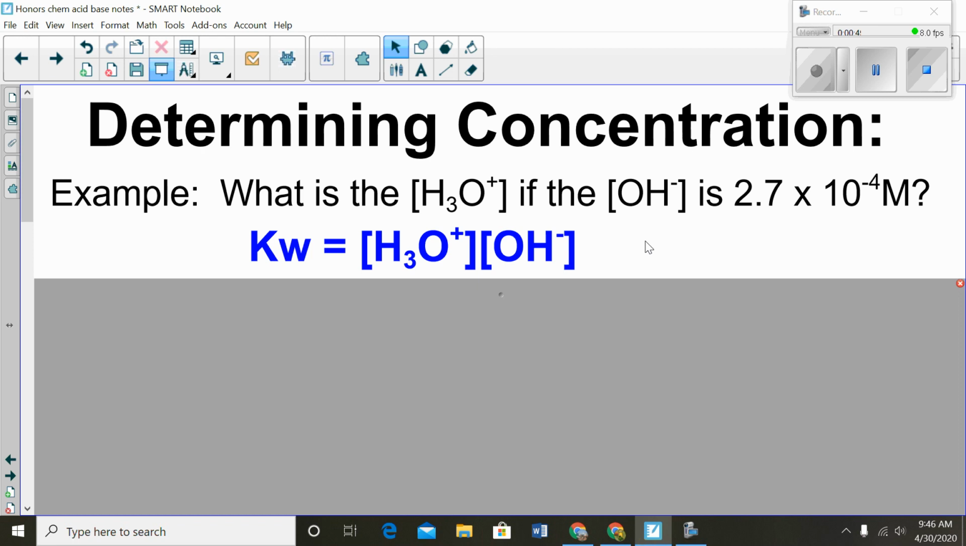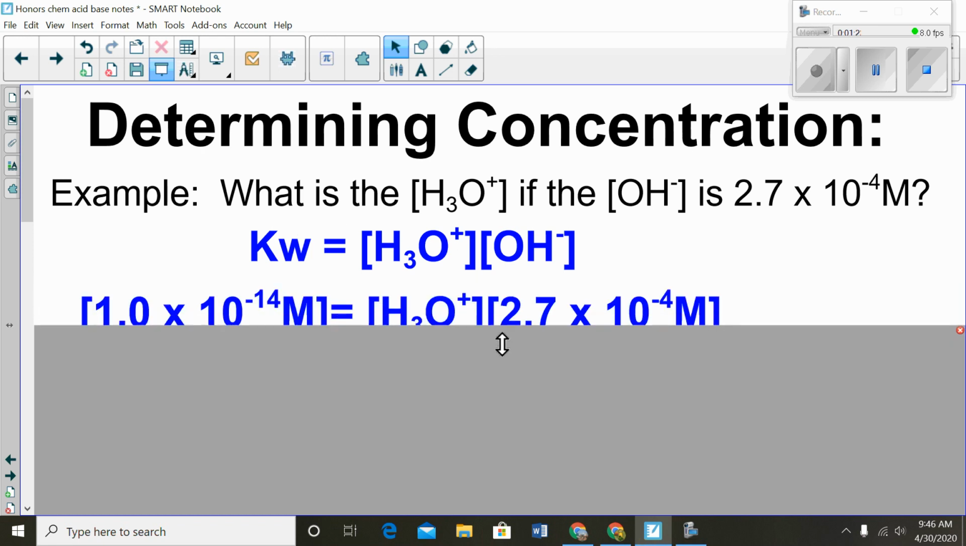Well, the first thing I'd like to remind you is that the Kw does have a set value, and that's not going to change. So this you will always know. So what I will ask you is to figure out one of the other two concentrations. So that means I have to give you some value in this problem, which I did. So I gave you the OH minus, or the hydroxide concentration, as 2.7 times 10 to the minus fourth molarity. So you now know 2 out of the 3 variables. So it looks like this.